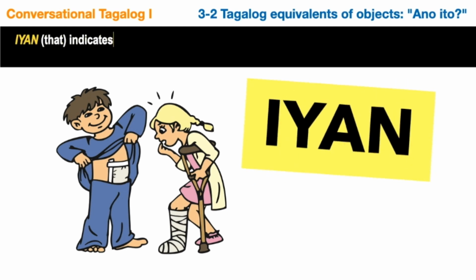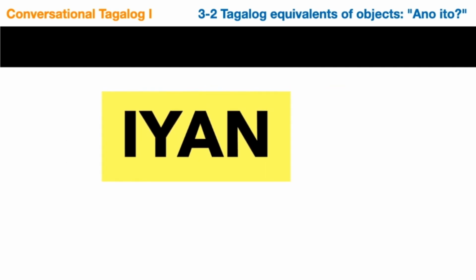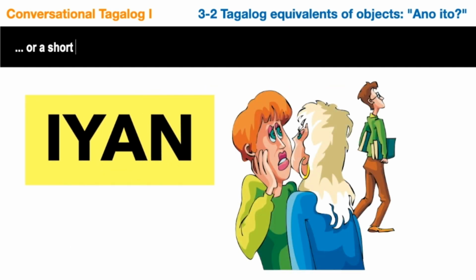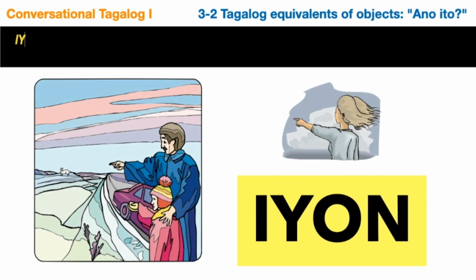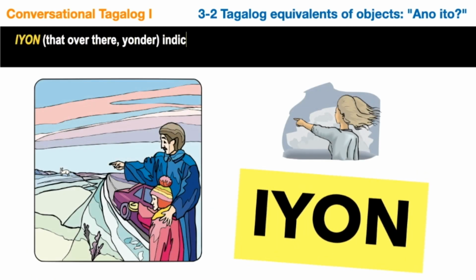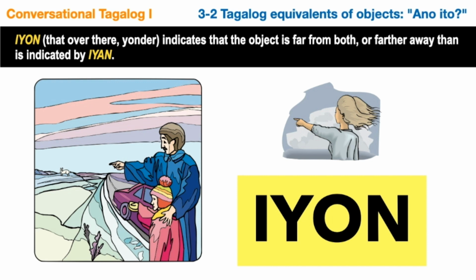Iyan, meaning that, indicates that the object spoken about is either near the listener or far from the speaker. Or a short distance away from both. Iyon, meaning that over there or that yonder, indicates that the object is far from both or farther away than is indicated by Iyan.